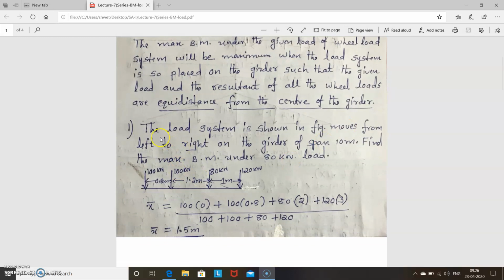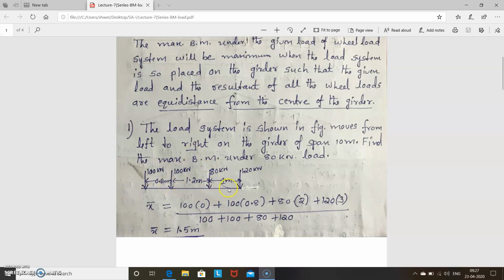See, the problem is given like this. The load system is shown in figure, moves from left to right on the girder of span 10 meter. Find the maximum bending moment under 80 kilonewton load. Here the loading diagram is given. So maximum bending moment under 80 kilonewton you have to find. That means you have to find the distance from 80 kilonewton to the left end support.